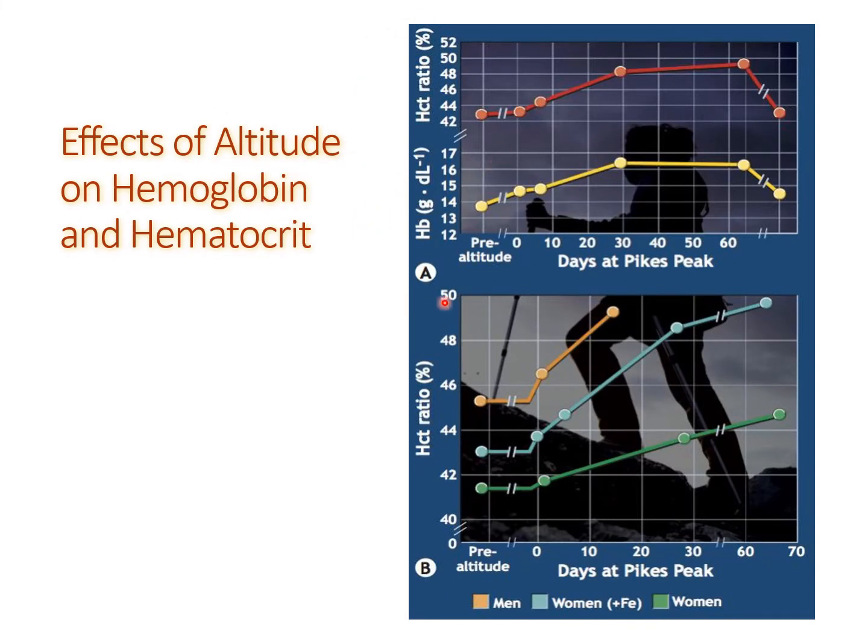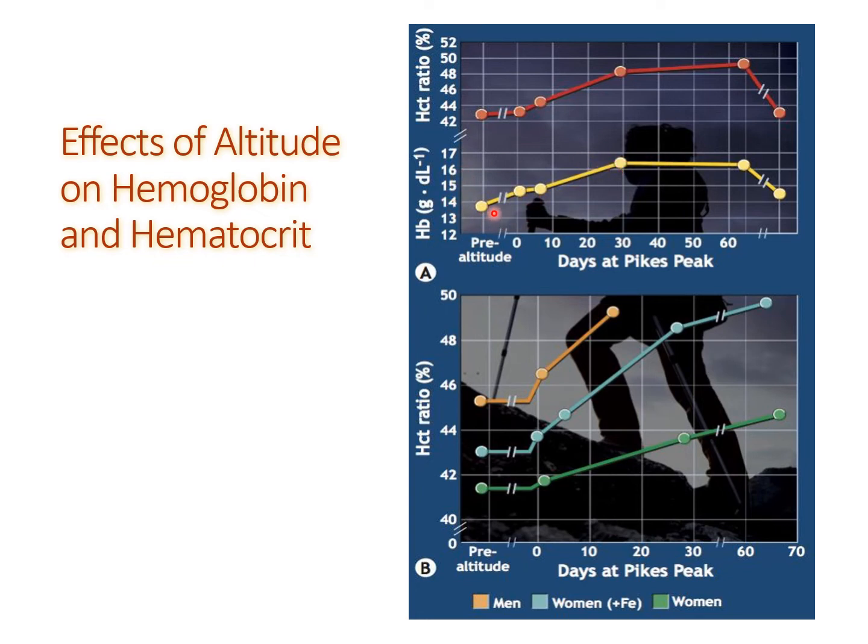We're going to focus more on this top graph here because it's going to cover hemoglobin on the bottom in yellow and hematocrit on the top in red. And so pre-altitude, you can see the hemoglobin, so it's the grams per deciliter, and then your hematocrit percentages at sea level, so pre-altitude. And then as they go to Pikes Peak and they spend some time up there, you can see as they spend more time at that elevation, that their hemoglobin levels increase significantly in grams per deciliter.